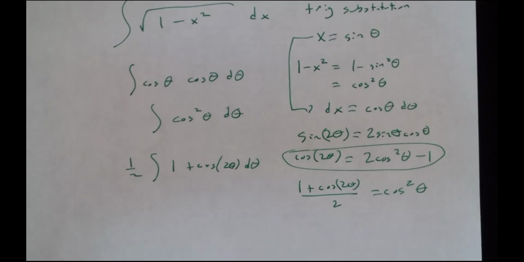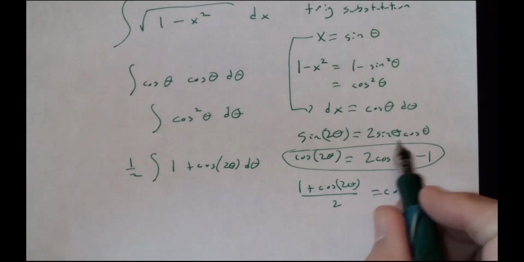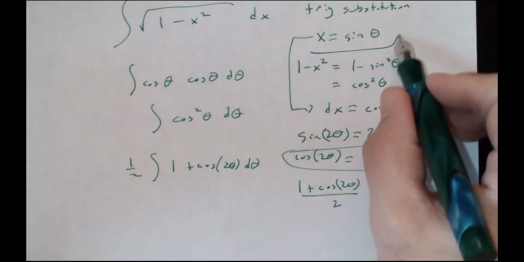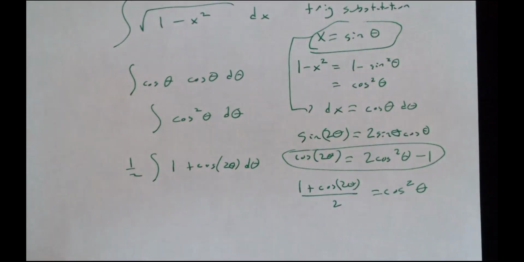So you get the sine 2 theta in your answer, and you have to use the double angle formula again. Yes, but I can go just one step further. I put that back in this. Right now, everything's in sine and cosine. But remember, we have this, right? x is sine theta.